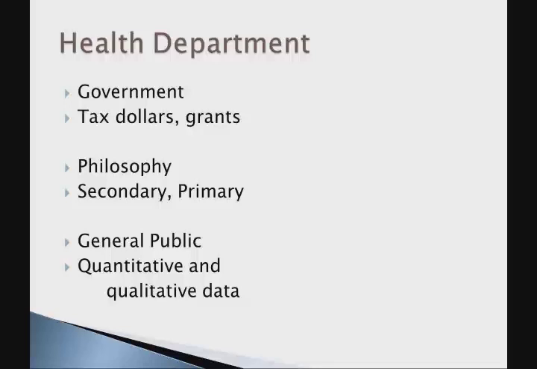Some examples of secondary prevention might be someone who already has heart disease and you're teaching them some ways to prevent it from getting worse. They might have high blood pressure and you're teaching them diet and exercise. They might have an STI and you're teaching them how to use condoms effectively.